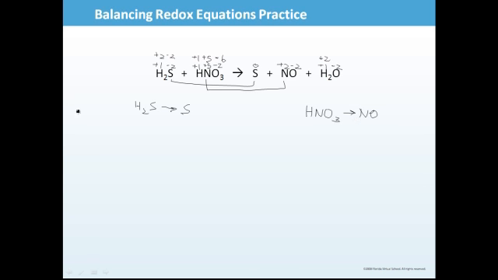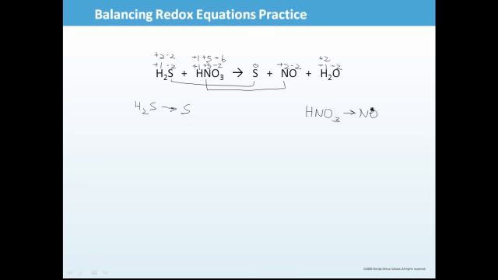Alright, so the next step was to balance everything but hydrogen and oxygen. In the first one here, we've got one sulfur on the left side of the arrow and one on the right side, so they are balanced as they are. For the second one, we've got one nitrogen on the left, one nitrogen on the right, so they are balanced. Next step is to balance the oxygens by adding water where needed. Well, in the first reaction, we don't have any oxygen, so we just leave it as it is.